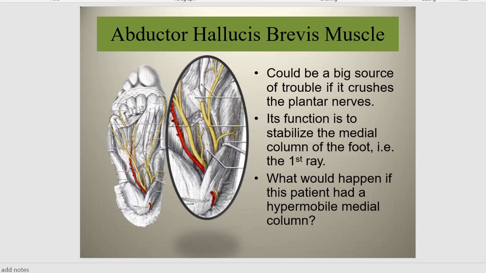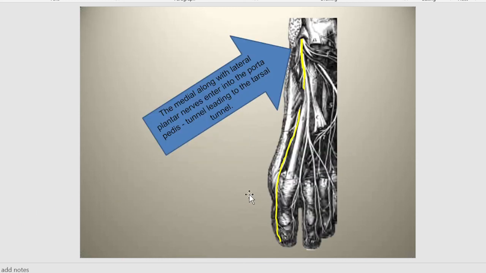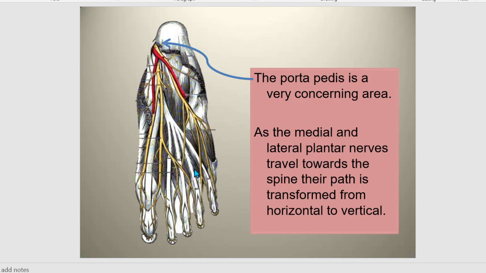Oh, kana siya, no? Dira siya nag-create sa tunnel, dira siya maipit. The porta pedis is a very concerning area, no? Okay, so parehas na siya sa, no, opposite sa dorsalis pedis, posterior man na. The porta pedis is a very concerning area as the medial and lateral plantar nerves travel towards the spine. Their path is transformed from horizontal to vertical.